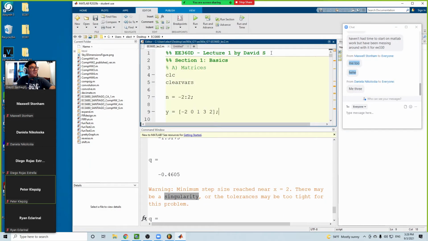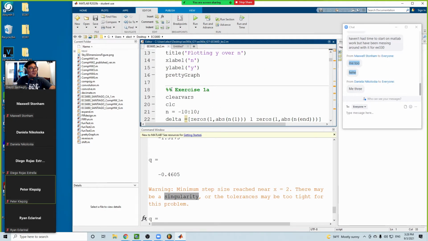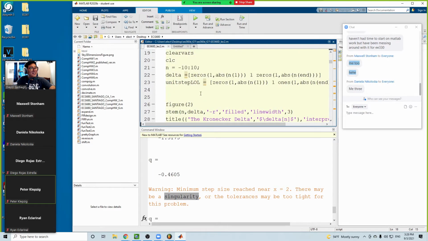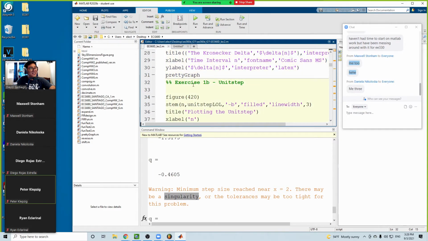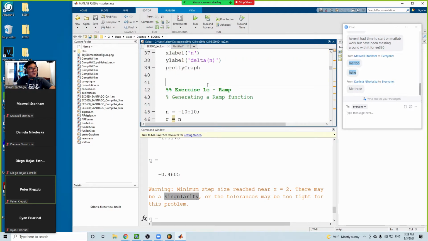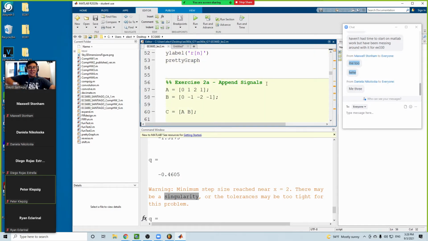If you were to do the assignment, if you were to turn this in, suppose you have your exercise 1A, and then exercise 1B. You see how it's organized like this. You have these double percent signs to keep stuff organized, right? And if you want to create a section like this, let me just type in here. This is how to append signals. And then you can also do that too.